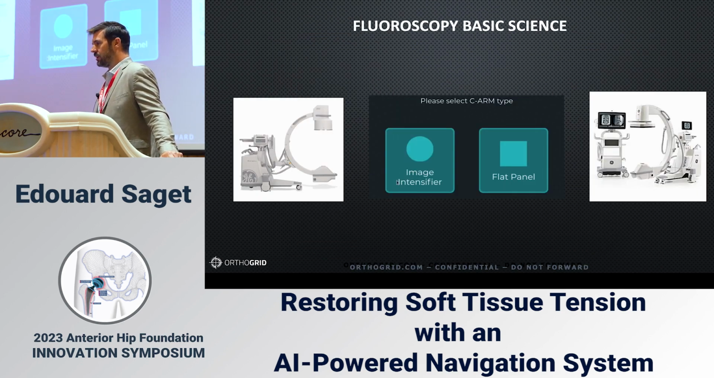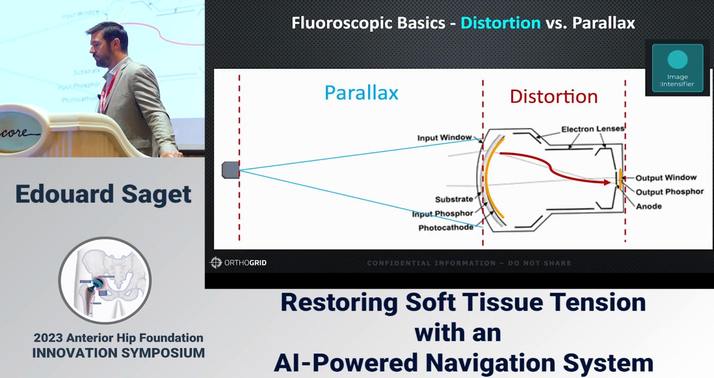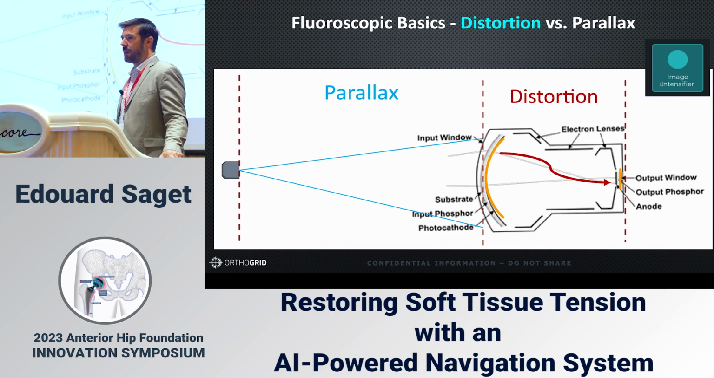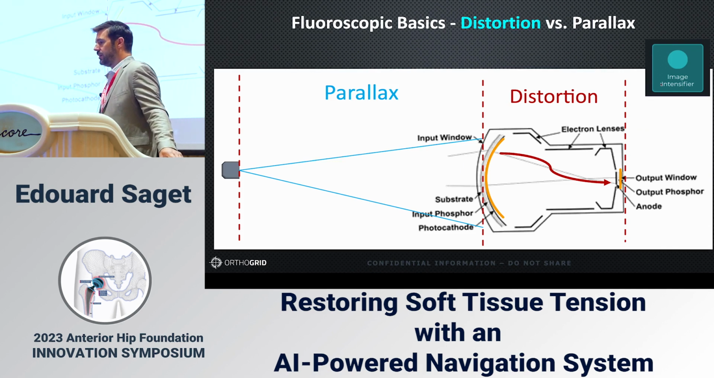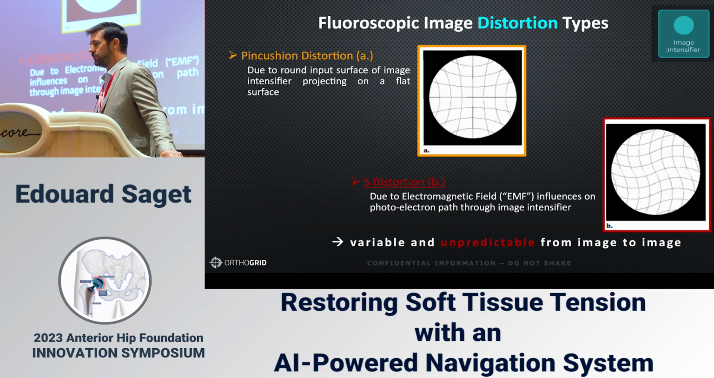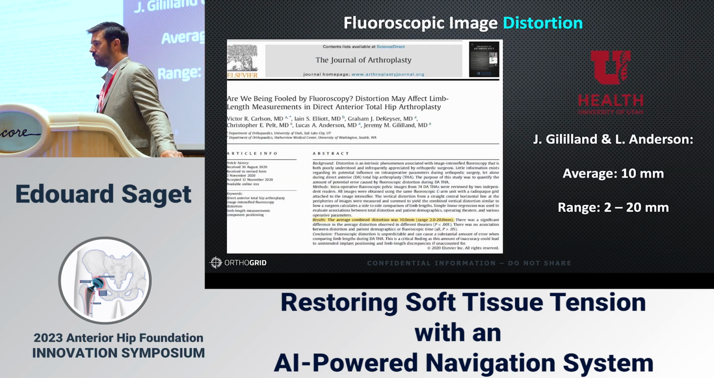Alex wanted me to talk about distortion versus parallax a little bit. There are different C-arms. This is specifically an image intensifier. Parallax happens inside the window where the beam is going through, and distortion occurs afterwards. The one on the right is the one that's concerning. There's S-distortion. It's due to electromagnetic field, and it is variable and unpredictable.